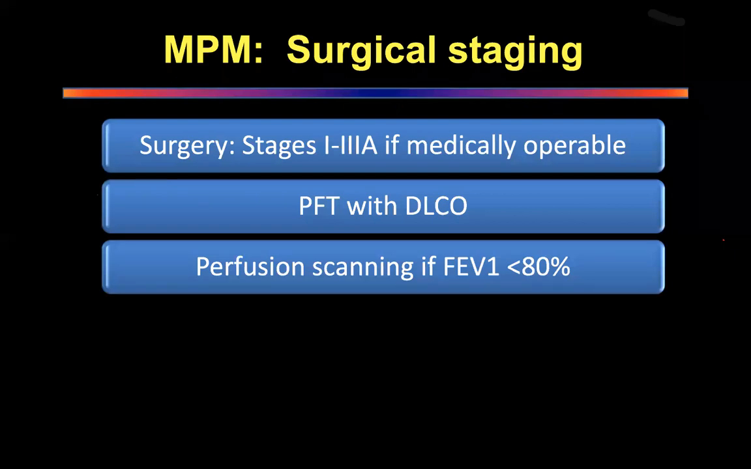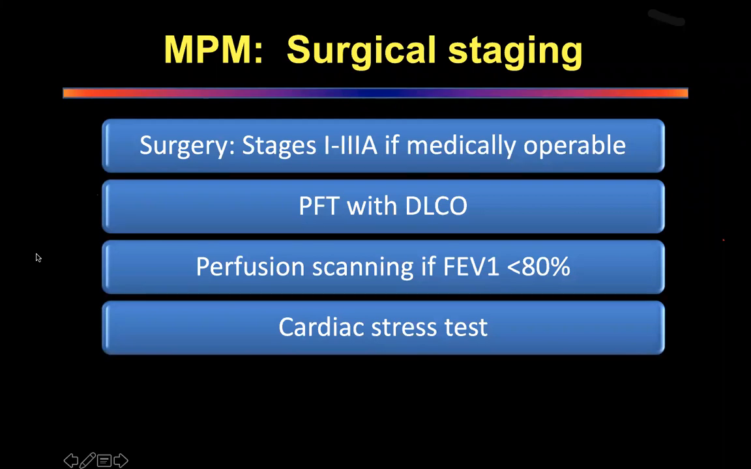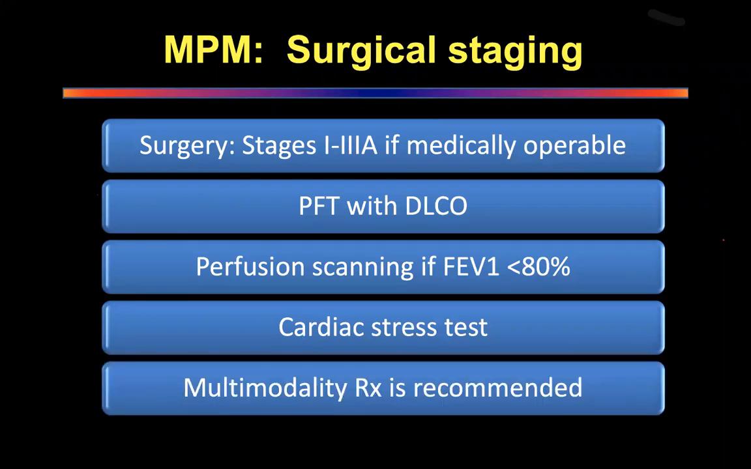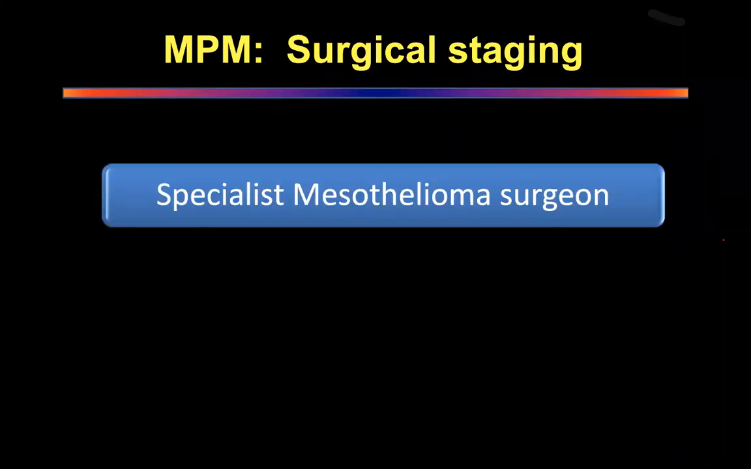We do perfusion scanning if the FEV1 is less than 80, because we really want to know the underlying lung capacity of this patient. A cardiac stress test is always mentioned. And as I said again and again, it has to be multimodality treatment, never surgery alone. Now, this is from the NCCN guidelines, so you can quote this to the examiner, what you do in a surgical staging.